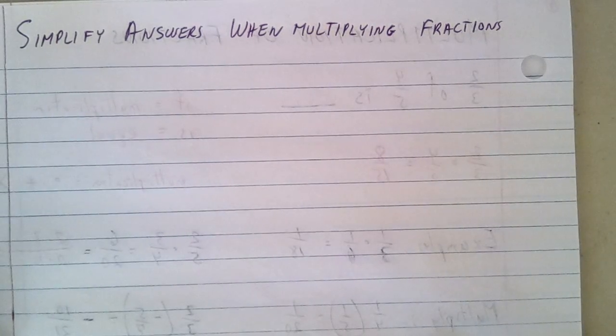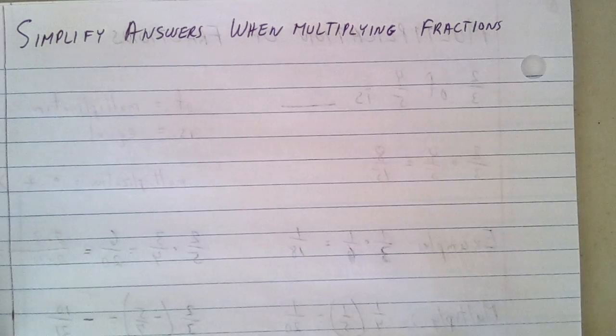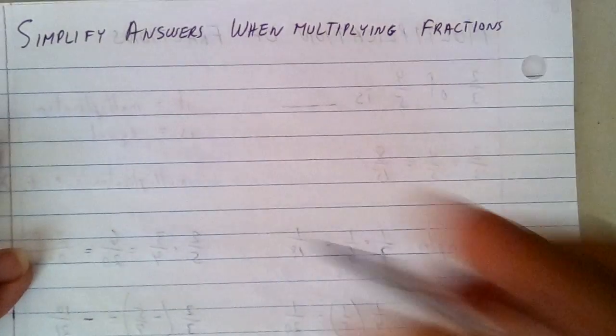We have two fractions which we're multiplying. When multiplying fractions, answers need to be simplified if possible or where possible. So consider that I give you a problem like this.